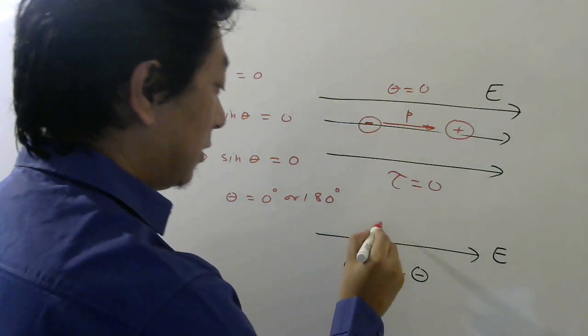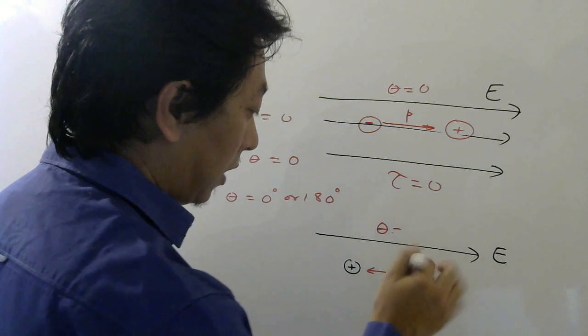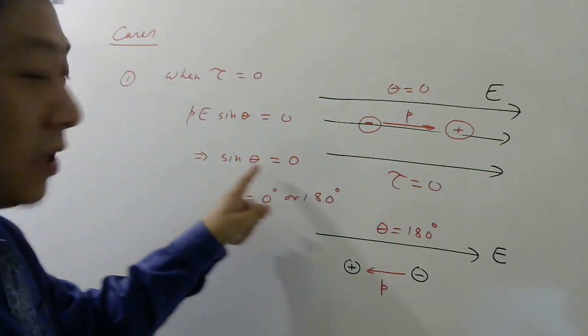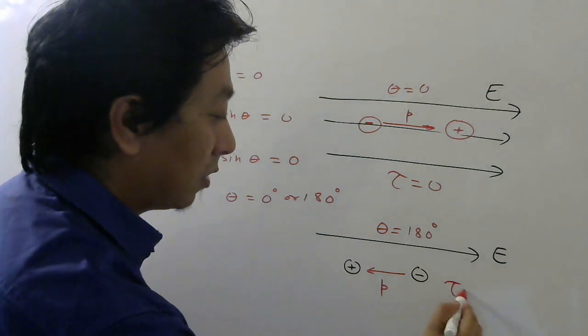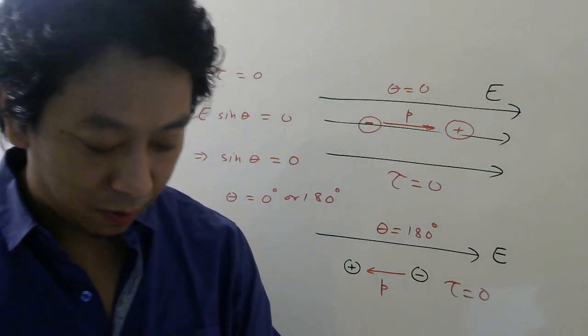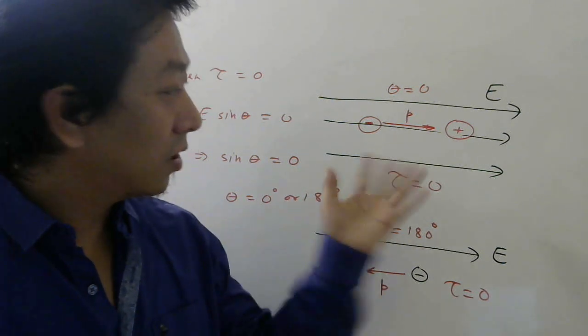Right? So here the angle is 0. Here, the angle between the electric field and the dipole moment is how much? 180 degrees. But sine 180 degrees is also 0. So here also the torque will be 0. So these two are called equilibrium positions. What position? Equilibrium. Why? Because torque is 0.